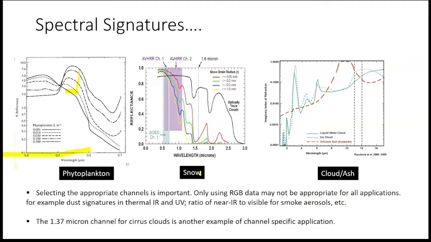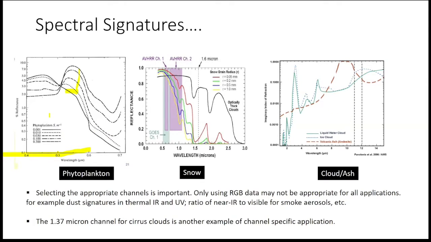Again, you can do snow. You can study a measure of the snow grain radius. And here is the plot of reflectance versus wavelength for various snow grain radii. And here are the spectral signatures for that. And finally, cloud and ash. So if you have a lot of volcanic ash, you need to be able to separate that from clouds. Visually, they may look the same.